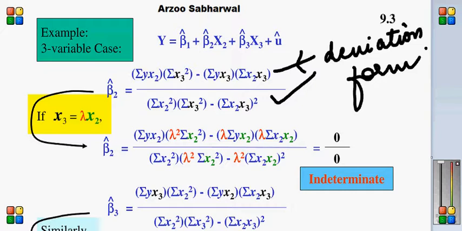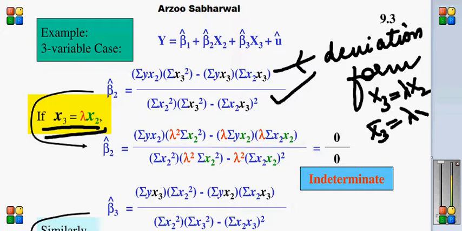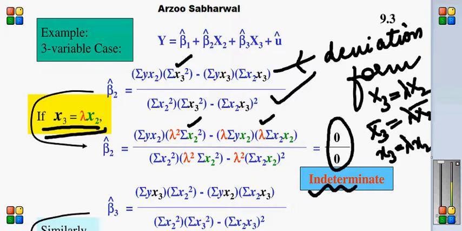Now supposedly I say that there is a perfect multicollinearity, and say that my x3 is lambda x2. Just see this, that if x3 is lambda x2, then obviously mean of x3 is lambda times mean of x2. If I just subtract the two, small x3 is equal to lambda small x2. So even in deviation form, x3 is lambda x2. I can substitute lambda x2 instead of x3 and get this. If I try solving, this becomes a 0 by 0 form, and this is nothing but an indeterminate form.